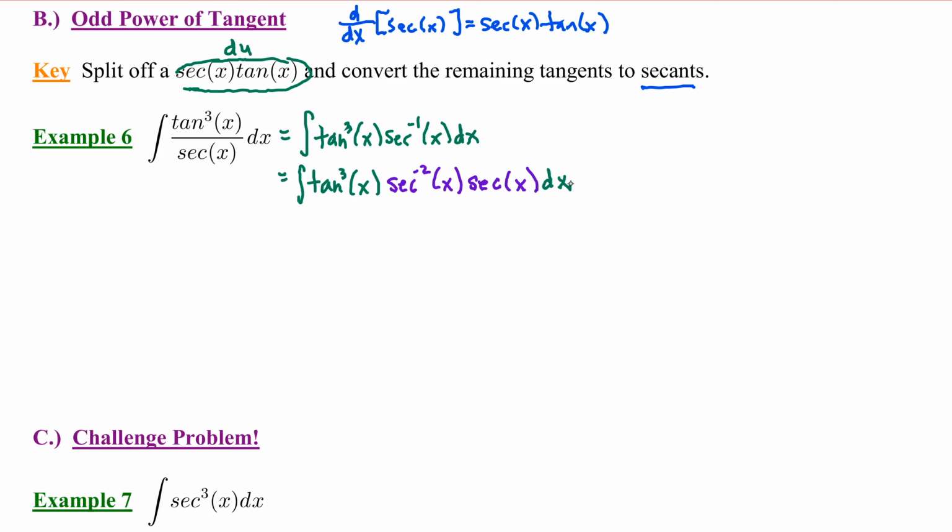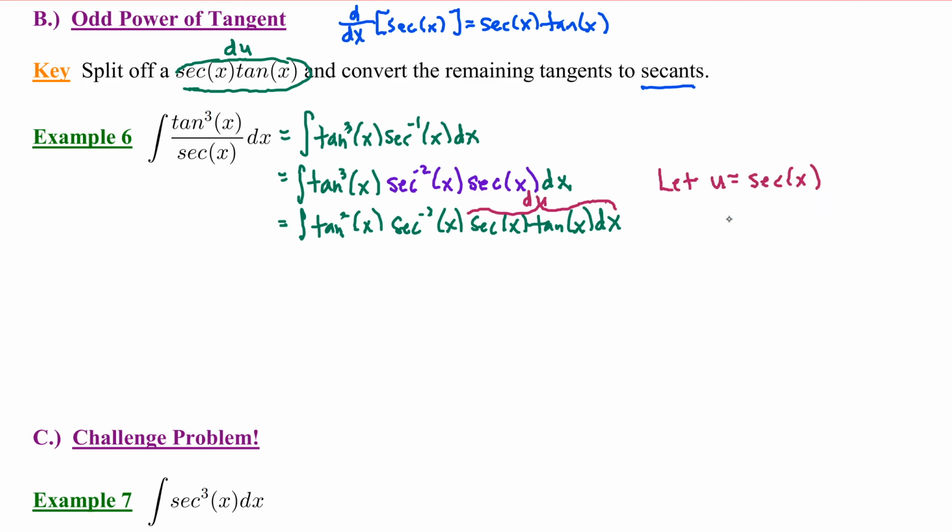Now, the next thing I'm going to do is split off a tangent of x from that odd power of tangent. So this is going to become tangent squared of x. I'm going to save that other tangent of x for the very end of my integrand here. Secant to the negative 2 of x, secant of x. Now here comes the tangent that I split off from that odd power. So here is the secant of x tangent of x that I'm going to reserve for du. Now notice, eventually my plan is to let u be secant of x, so that du covers up this secant of x tangent of x dx term.